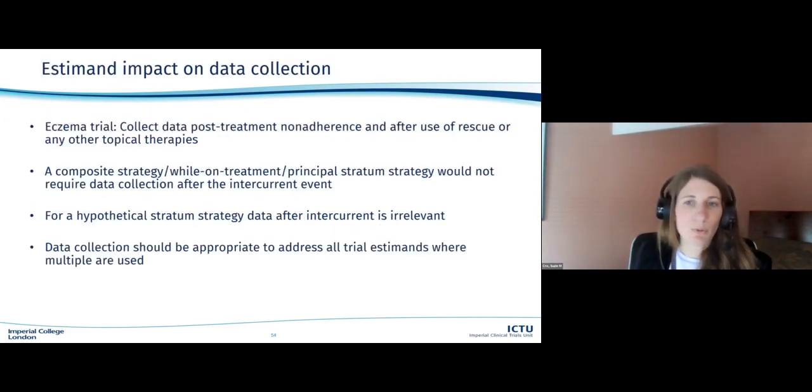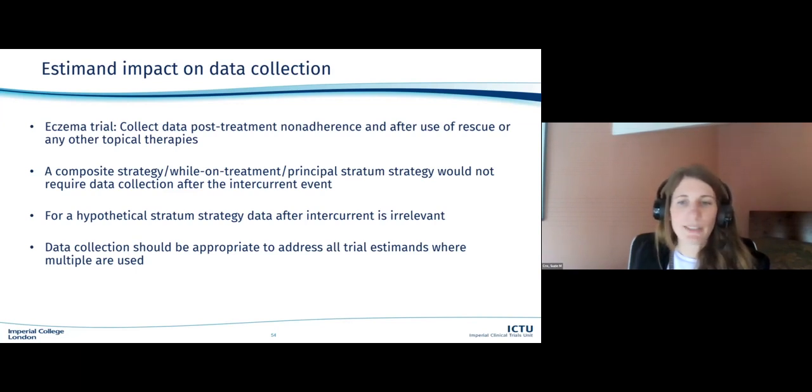Now, the estimand of interest will also inform the data that needs to be collected during the trial. So for our eczema trial, we will need to collect data post-treatment non-adherence and after rescue or any other topical therapies. This is because an estimand based on the treatment policy strategy does require participant data to be collected both before and after the occurrence of the intercurrent event. Different estimands will have different requirements regarding data collection. A composite strategy, a while on treatment, or a principal stratum strategy would not require data collection after the intercurrent event. And for a hypothetical strategy, data after the intercurrent event is irrelevant.